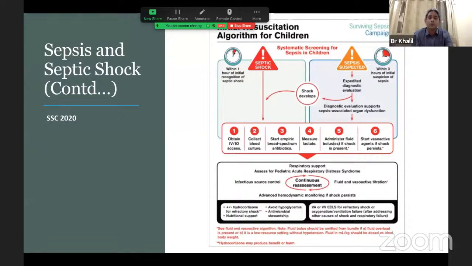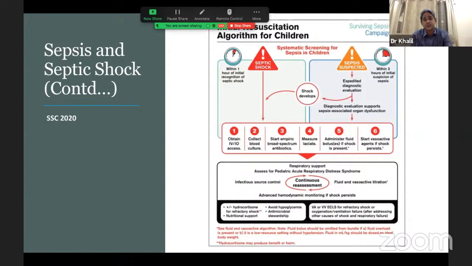So you have to obtain an IV access. If you fail to get an IV access, establish an intraosseous access. Don't waste time in securing an IV access. At times in children who are in shock, it's difficult. So please do have an intraosseous needle so that you can just secure a vascular access.